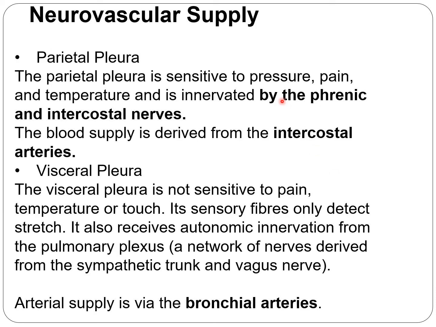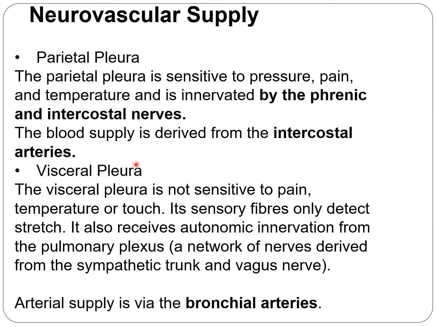Coming to the neurovascular supply of pleura. Parietal pleura and visceral pleura receive different neurovascular supply. The parietal pleura is sensitive to pressure, pain and temperature, so it is innervated by phrenic and intercostal nerves. The blood supply comes from the intercostal arteries.